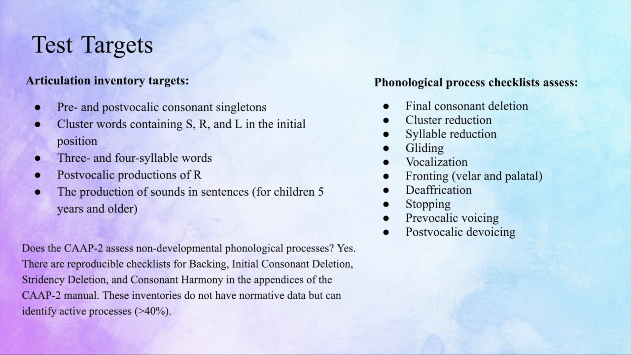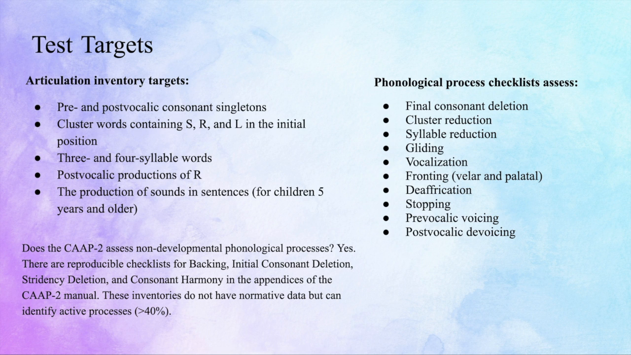Alright, so the CAAP-2 articulation inventory targets pre- and post-vocalic consonant singletons, cluster words containing S, R, and L in the initial position, 3- and 4-syllable words, and post-vocalic productions of R. The phonological process checklist assesses final consonant deletion, cluster reduction, syllable reduction, gliding, vocalization, fronting, both velar and palatal, deaffrication, stopping, pre-vocalic voicing, and post-vocalic devoicing. And also, the CAAP-2 can assess non-developmental phonological processes. There are reproducible checklists for backing, initial consonant deletion, stridency deletion, and consonant harmony in the appendices of the manual.